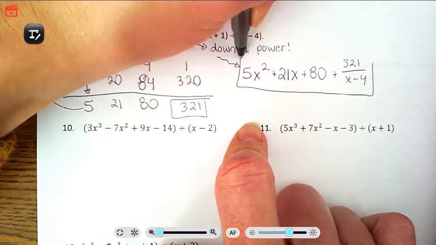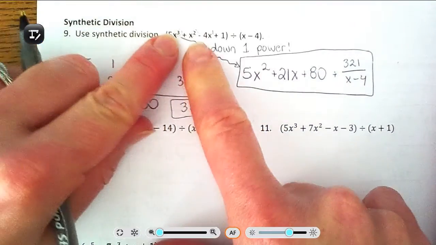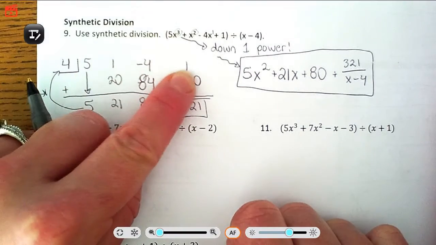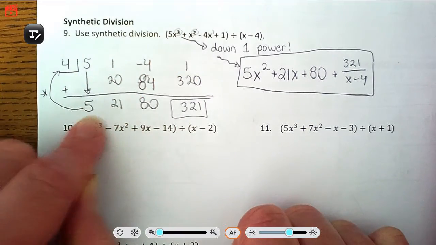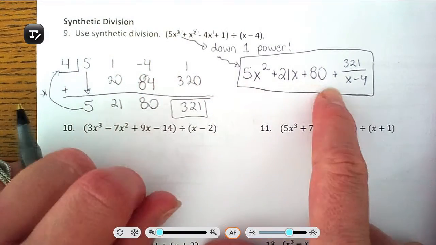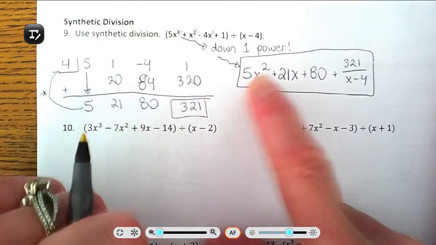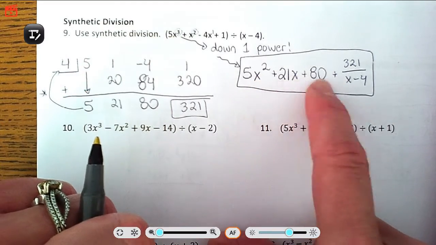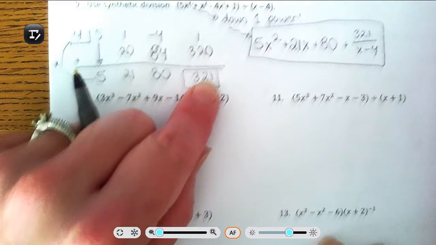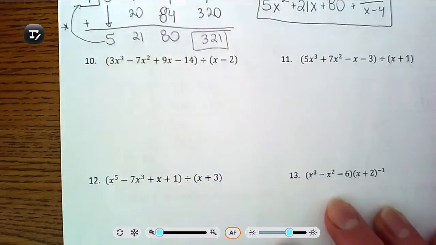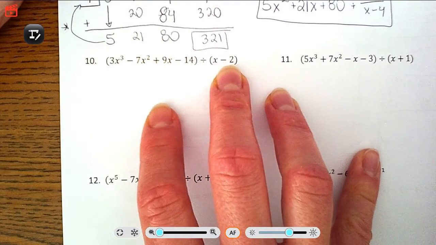Okay? So just as easily as we lost our variables and we got just coefficients, we got an answer with just coefficients. We need to get back our variables. Go down a power, and then each term goes 1 power less. Okay? Your last answer is always your remainder. All right, let's go to the next one.